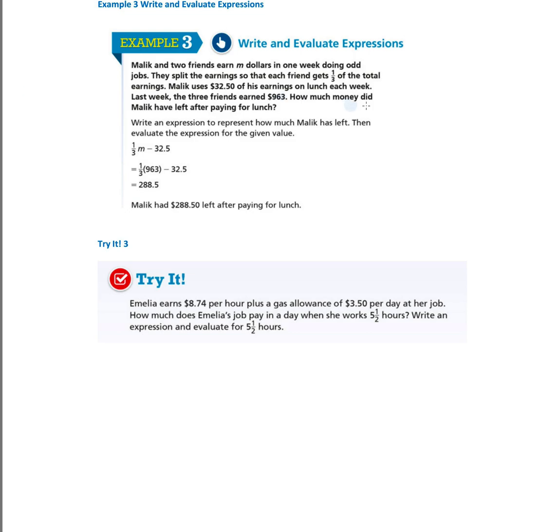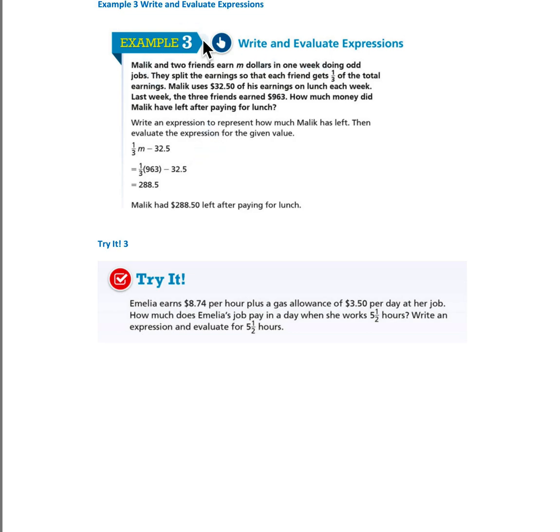Example 3, we're actually going to do both things that we did. On example 1, we wrote an expression. Example 2, we evaluated an expression. Example 3, we're going to write and evaluate. We're going to write one, and then we're going to use that expression to evaluate. And this is example 3 all worked out. I'm just going to kind of go through it so that you understand it.